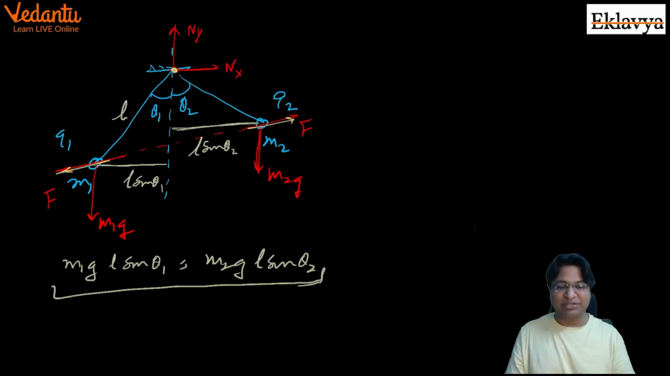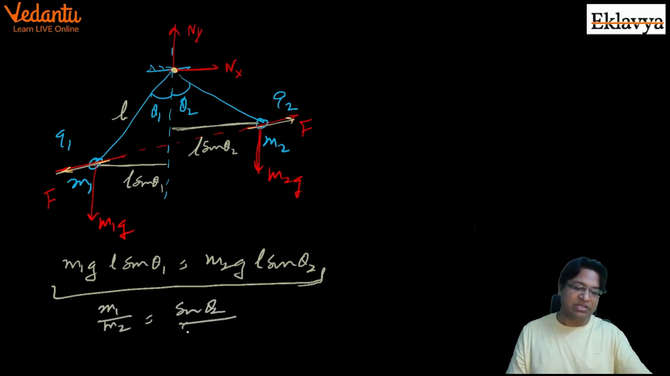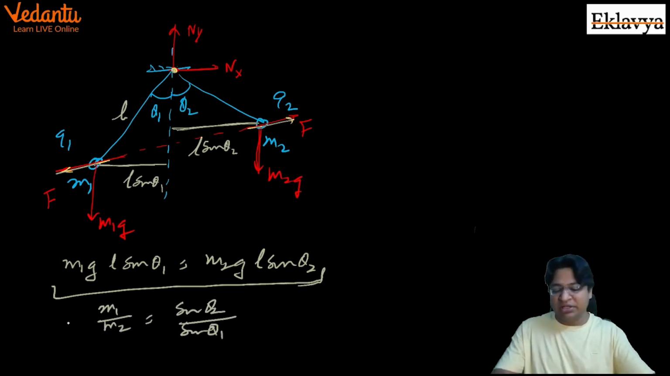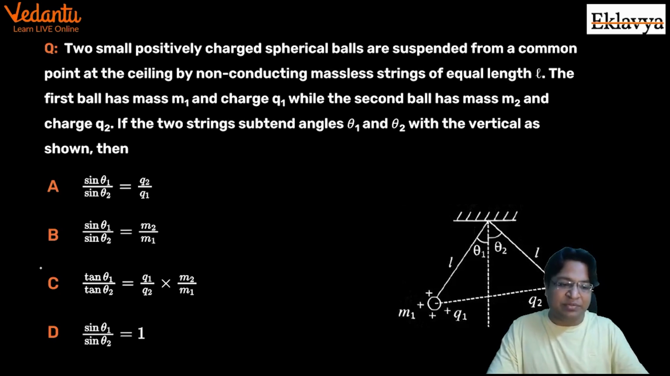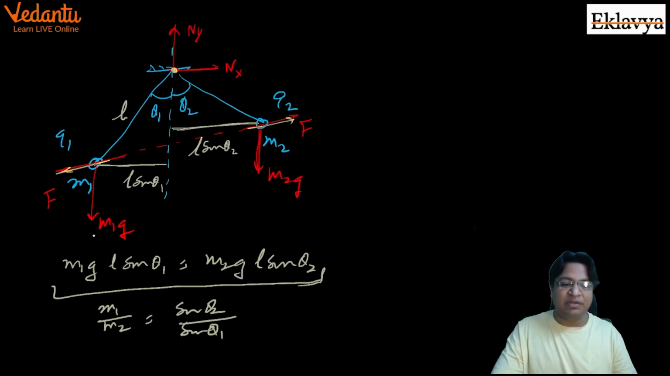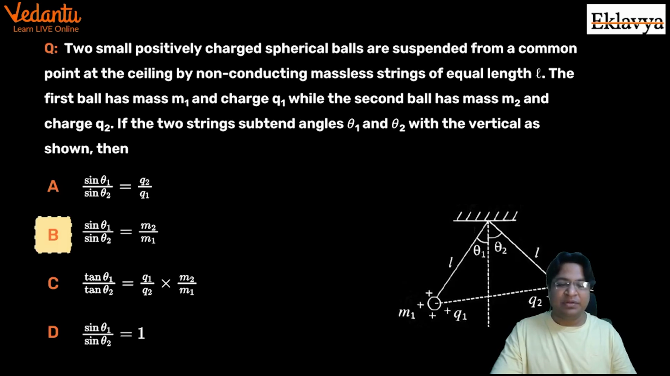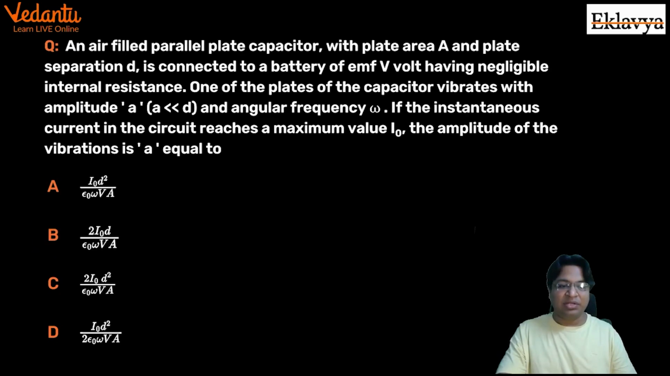But this question is quite simple if you see it that way. M1 by M2 becomes sine theta 2 by sine theta 1. That is your answer. So I guess option B. Option B is the answer that we are looking for. All right, very simple, very straightforward question, very good question, I would say. Okay, so let's go to the next question now.